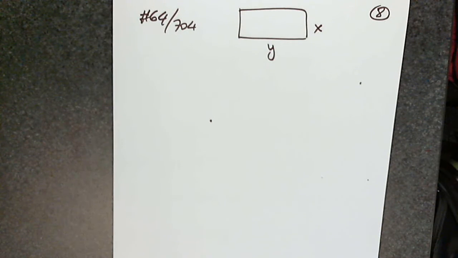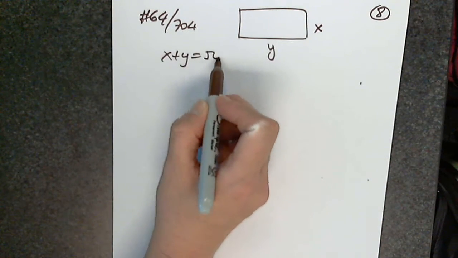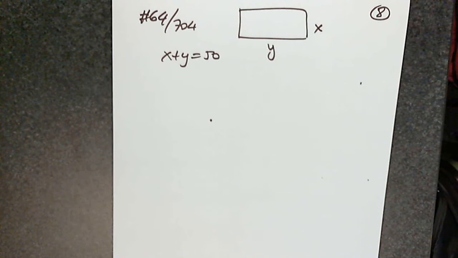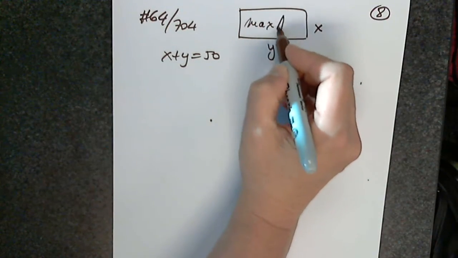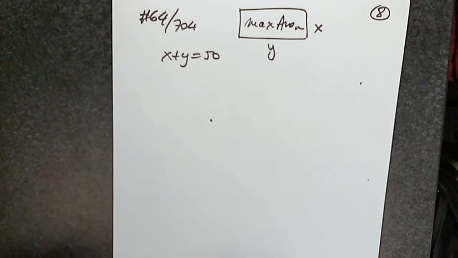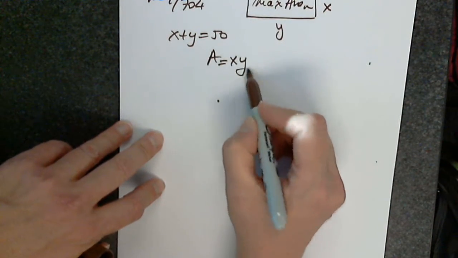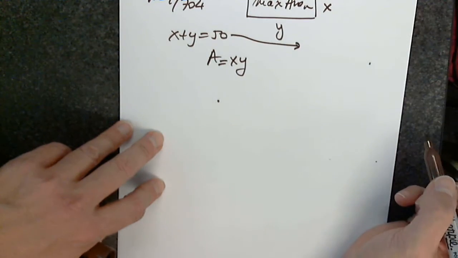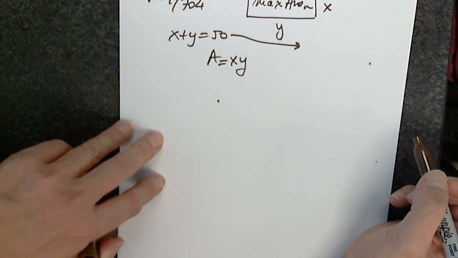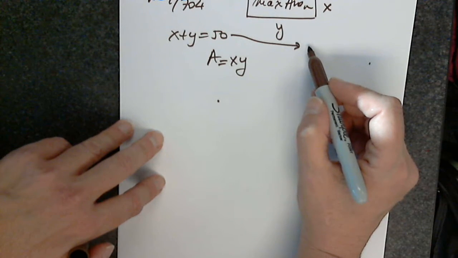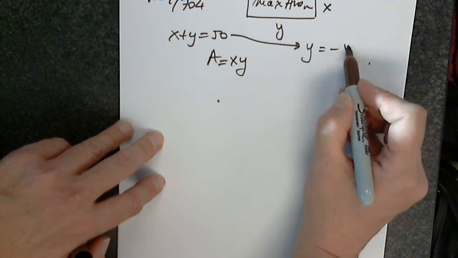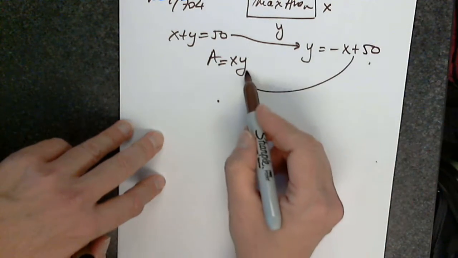The length and width must have a sum of 50. Can anyone give us what to write? Very good. Find the dimensions of the rectangle that will have a maximum area. So A equals? Yes. So then from here, very good. So then I plug this in the area.